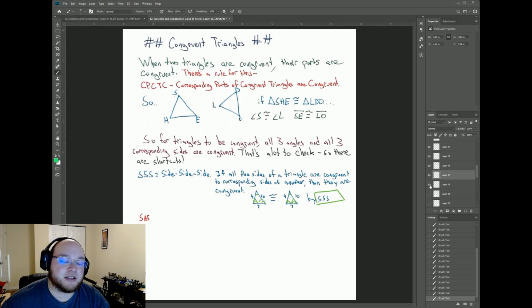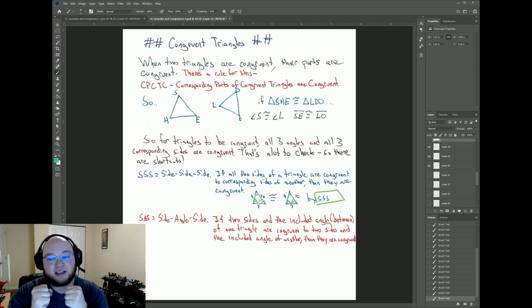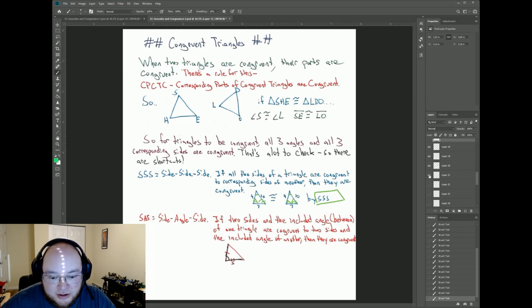There's another one that's called SAS, which, if you can guess, will be side angle side. What side angle side means is that if two sides and the included angle, so the angle between them, and this is very important, that angle has to be between them, of one triangle are congruent to two sides and the included angle of another, then they are congruent. So what these ones look like is we have a tick mark, an angle, and a tick mark. And then the same on this one.